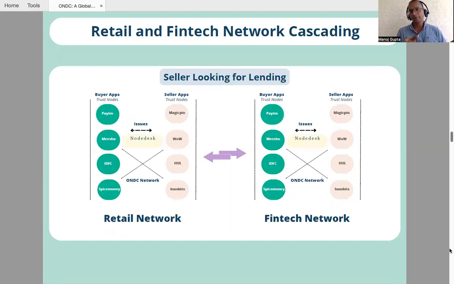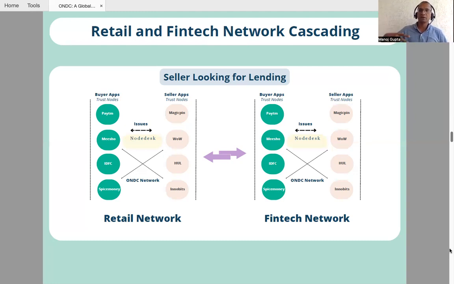And I talked about the interplay, right? Why I'm so excited about the lending part is because one network can actually cascade and basically take benefit of another network, right? For example, I'm a B2B seller in the retail domain. I got a big order.